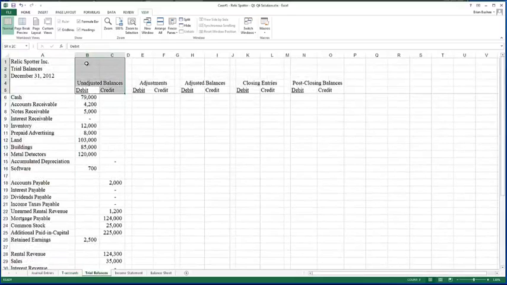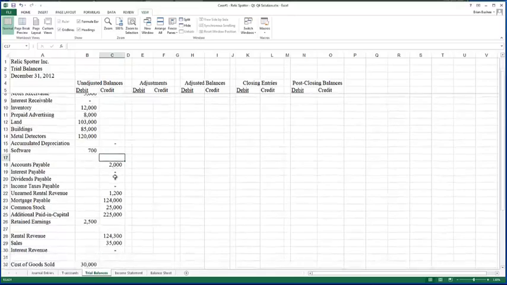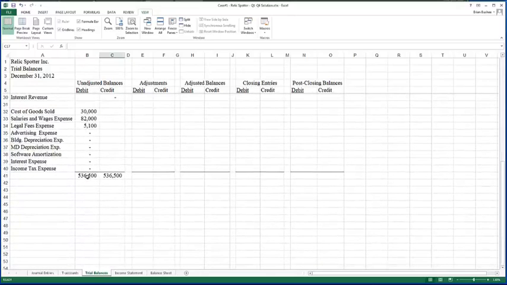You have columns for debits and credits, and then you just list whether it's a debit or a credit balance. And as you can see at this point, when we add it up, we have debits of $536,500, same amount for credits. So we know that we've done everything correct so far because our debits equal our credits. And we can go on to the next step in the accounting cycle.